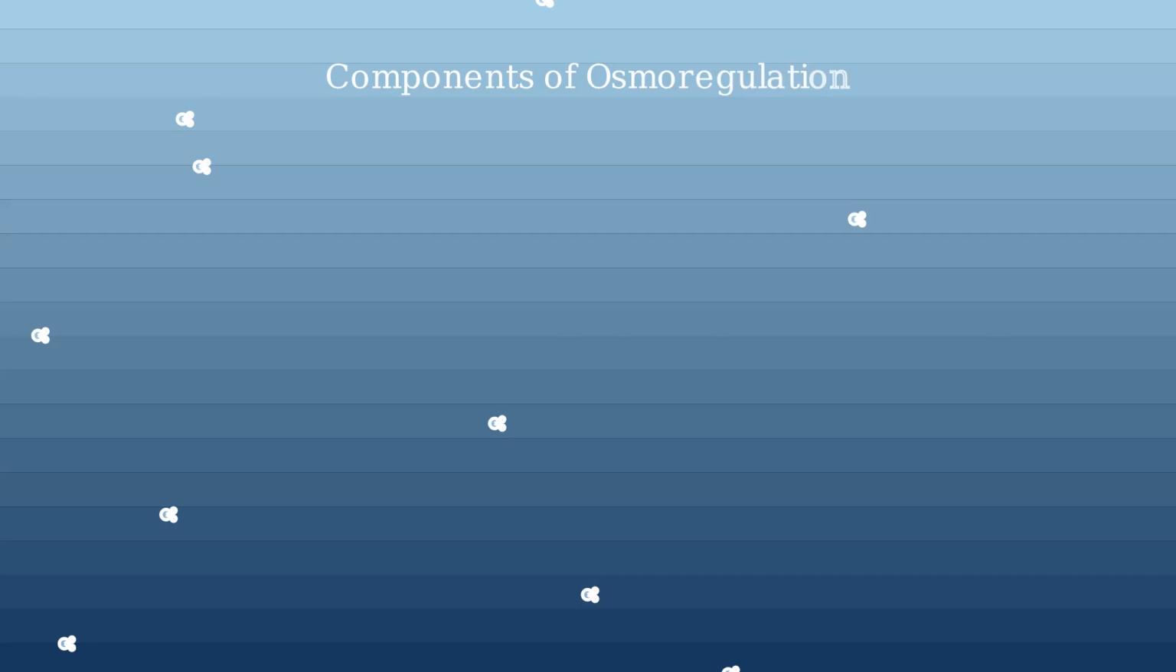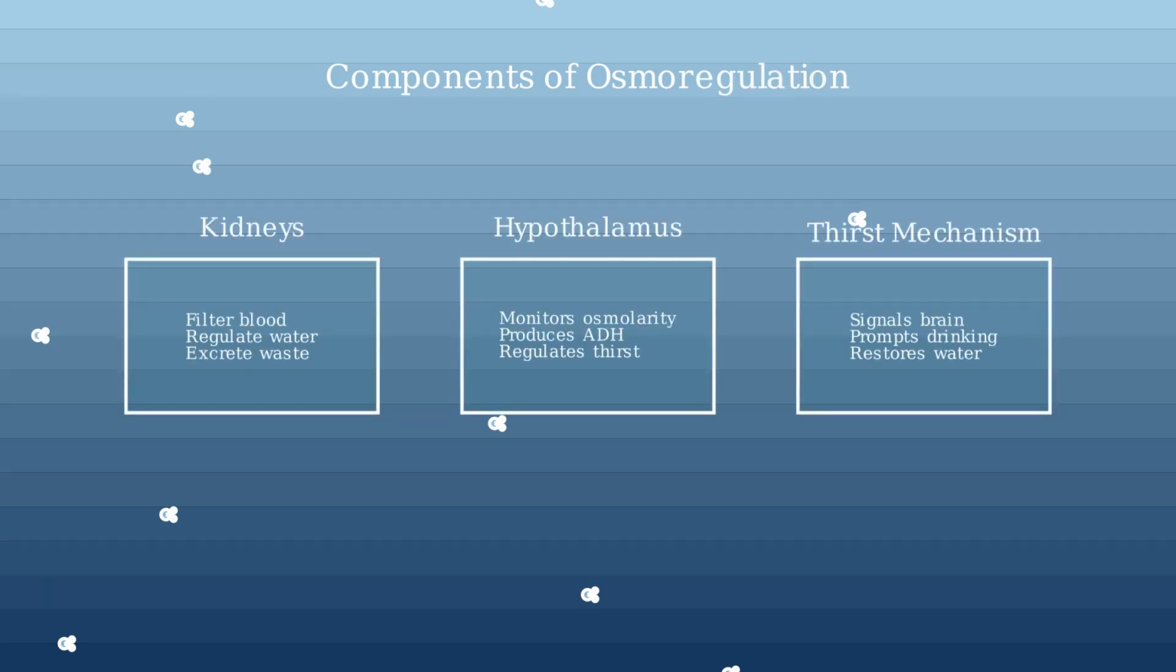Osmoregulation involves several key components working in harmony. The three principal components are the kidneys, hypothalamus, and thirst mechanism. The hypothalamus connects these systems, monitoring blood osmolarity and triggering responses in both the kidneys and thirst centers.